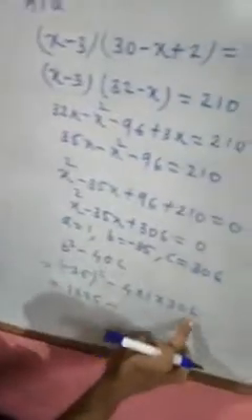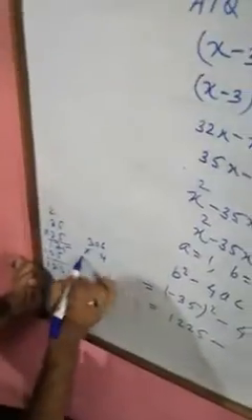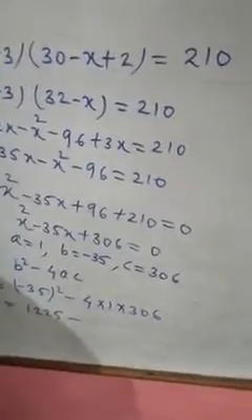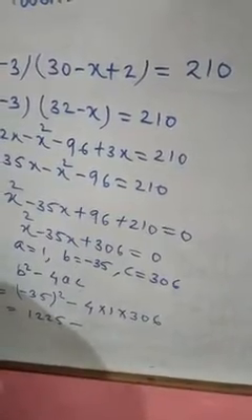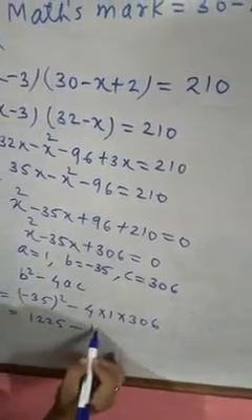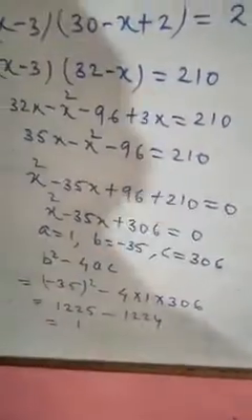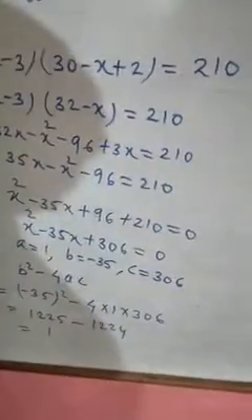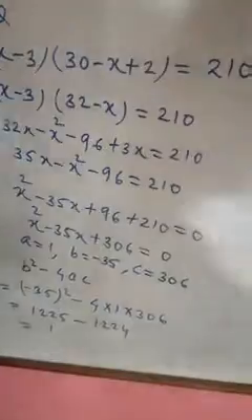Now 306 multiplied by 4 is 1224. So 1225 minus 1224 equals 1. Now we got b square minus 4ac equal to 1. That means it has distinct roots. Now we'll apply the quadratic formula.